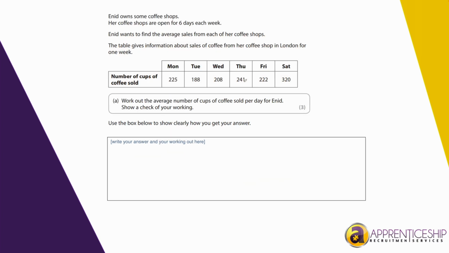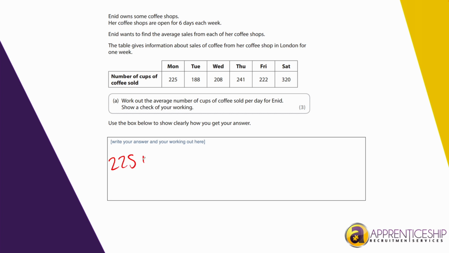Okay, Enid owns a coffee shop. Her coffee shop is open for 6 days a week. Enid wants to find the average sales from each of her coffee shops. The table gives the information about the coffee sold in her coffee shop in London. We want to work out the average cups of coffee sold by Enid.